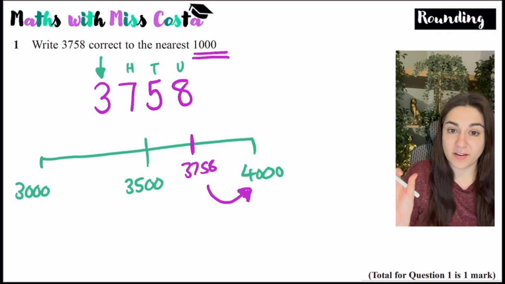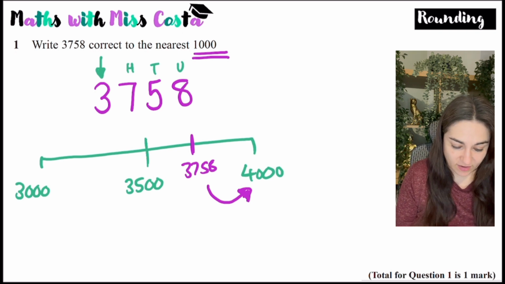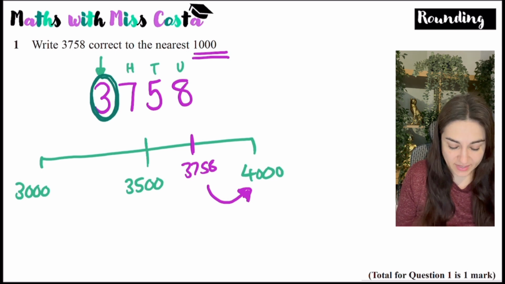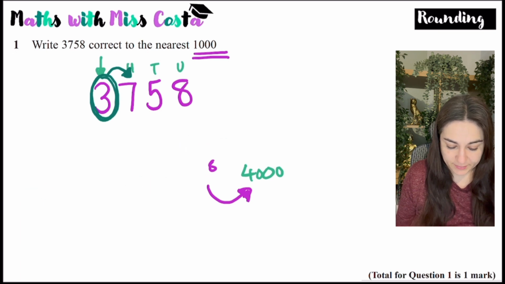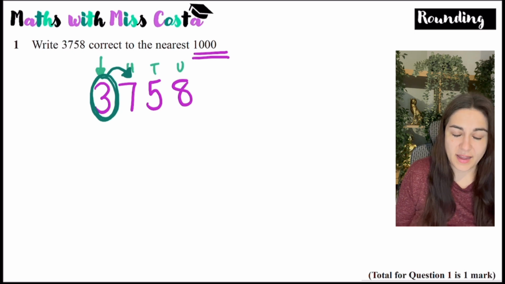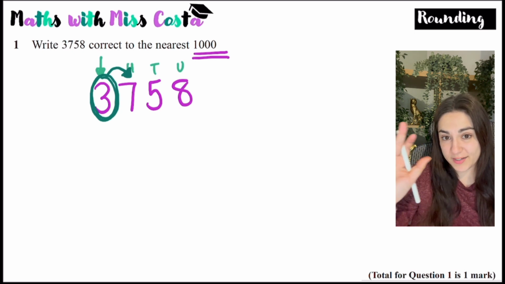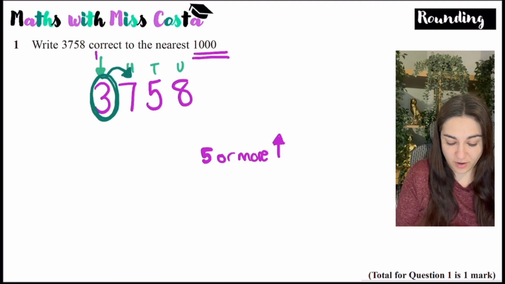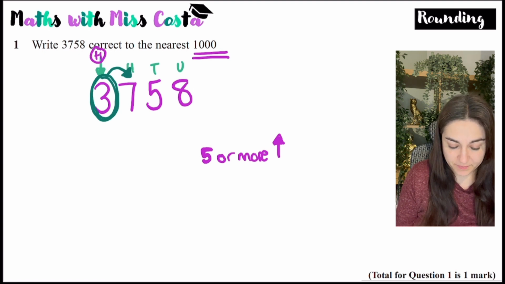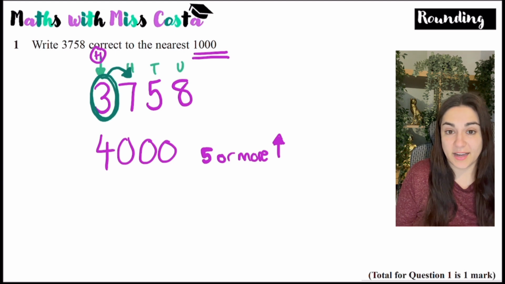Now the way that I do it, if I can't visualize the thousands, is I circle the digit that is in the thousands column, so that's 3, and I look next door to the number next to it. So the number next to it is 7, and when I'm rounding, I look next door, and if what is next door is 5 or more, I round my number up. So when I round up, I add 1 to the circled number, and everything else turns to zeros. So that would become 4, because 3 plus 1 is 4, and then I'm rounding it to 4,000.